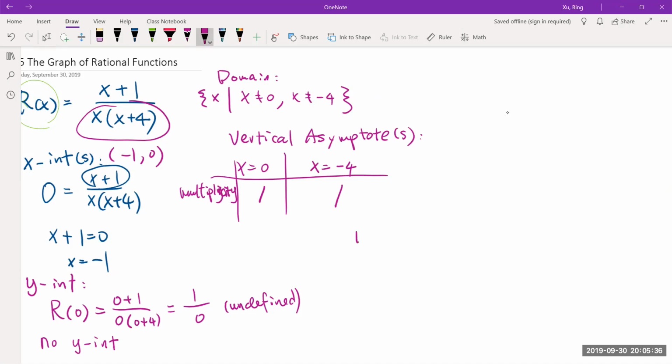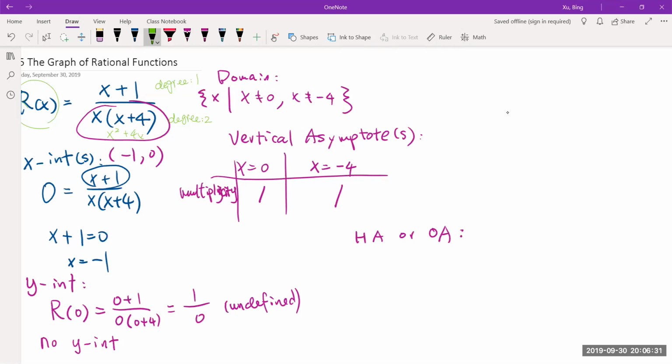Now next, horizontal asymptote or oblique. We can only have at most one of these two. All right, so let's look at the degree of the denominator and the numerator. What is the degree of the numerator? 1. 1, right? And the degree of the polynomial at the bottom will be what? 2, because if you distribute this x, you have x squared plus 4x. So degree at the bottom is 2.